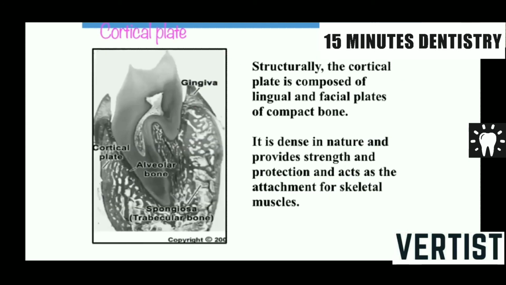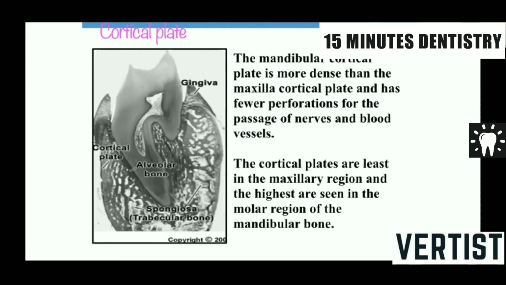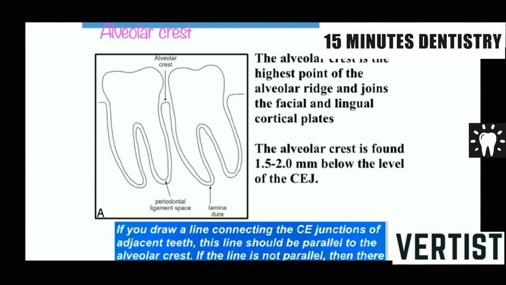The cortical plate is composed of lingual and facial plates of compact bone. It is dense in nature. It provides strength and protection and acts as the attachment of skeletal muscle. The mandibular cortical plate is more dense than the maxillary cortical plate and has fewer perforations for the passage of nerves and blood vessels. The cortical plates are thinnest in the maxillary region and the thickest are seen in the molar region of the mandibular bone. These are very important to remember as far as your patient is concerned.